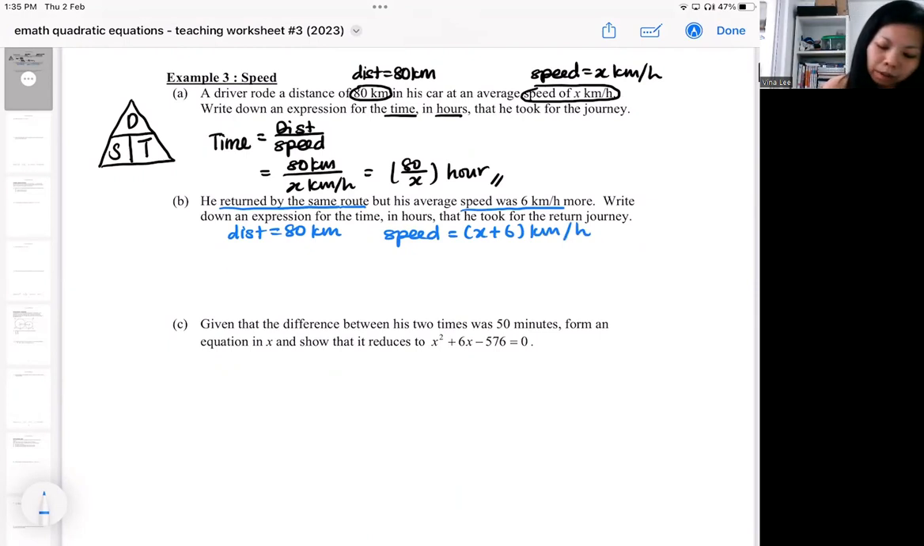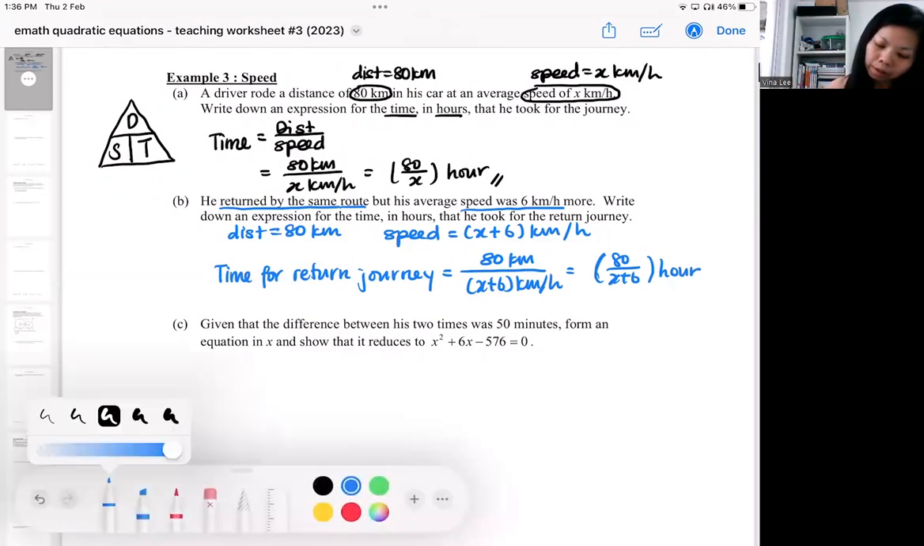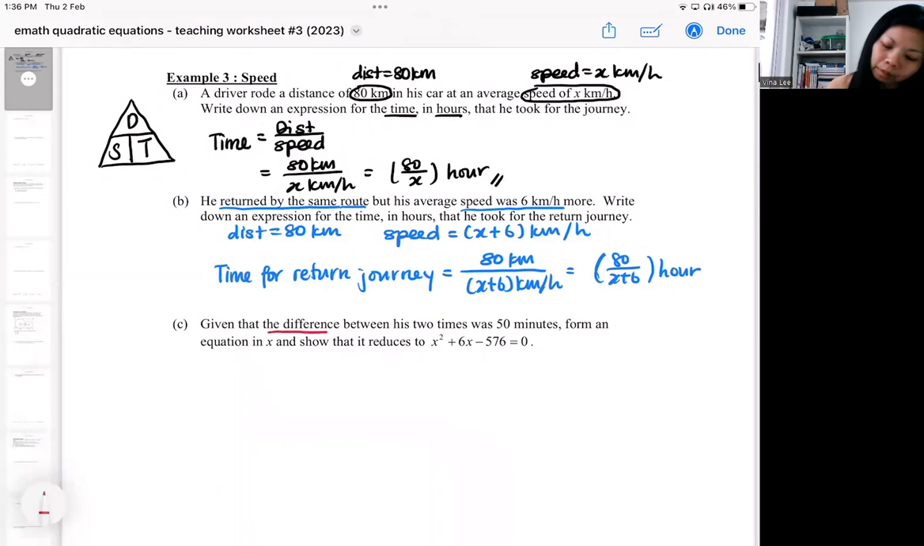So the time for the return journey, still same formula, distance over speed. It is still 80 kilometer. The speed is the new speed. So you will get 80 over x plus 6 hour. So the return journey is taking this amount of time. Okay. So you are given a difference. The difference between the two journeys is 50 minutes.